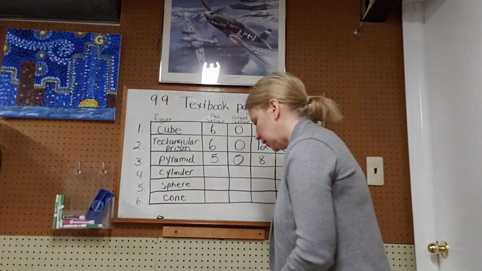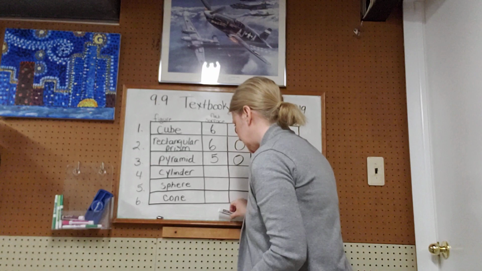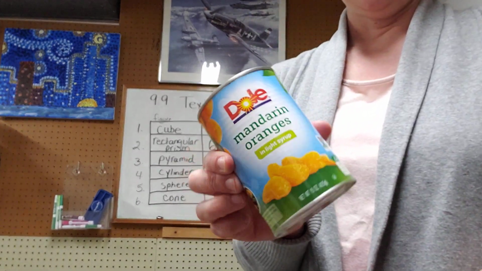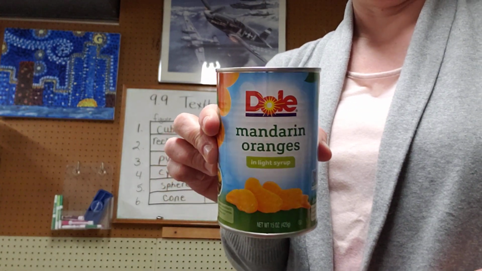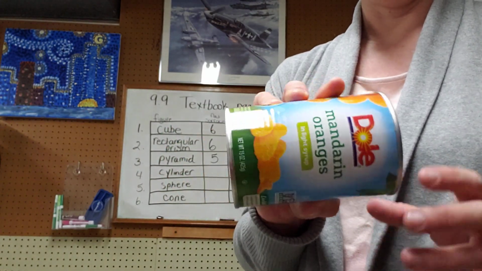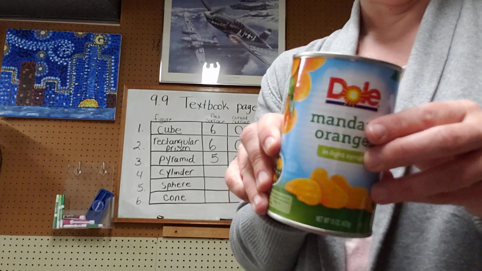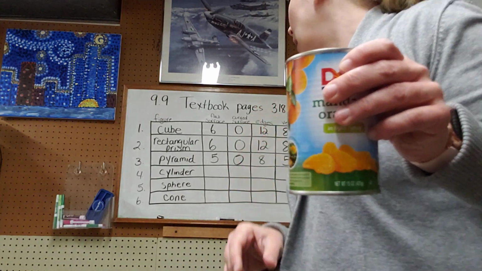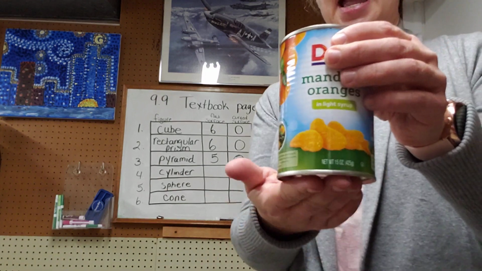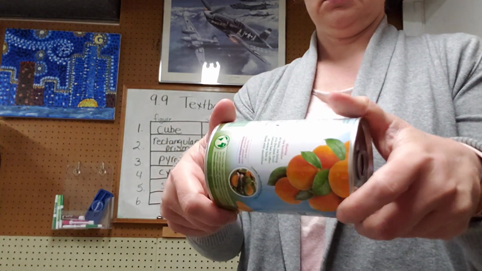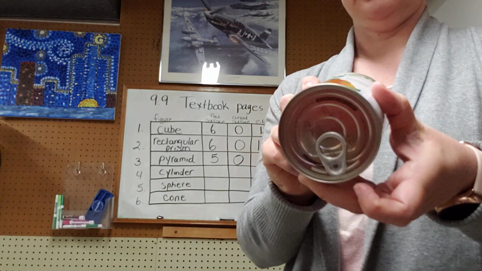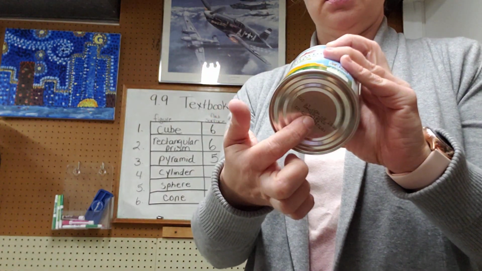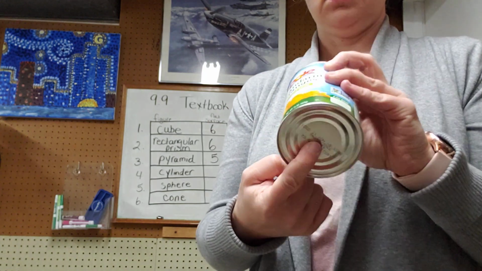Okay, cylinder. I have an example of a cylinder in my house, and I'm sure you do too, which would be a can. You could use a can of soup, a can of mandarin oranges, pineapple, something like that, or a coffee can. A cylinder, how many flat surfaces does it have? There's 1 there. There's 1 there. 2.